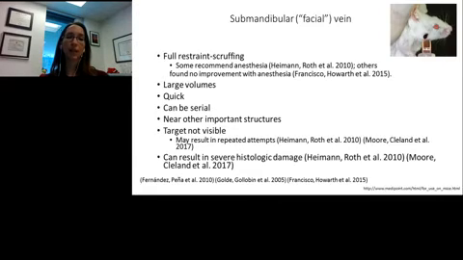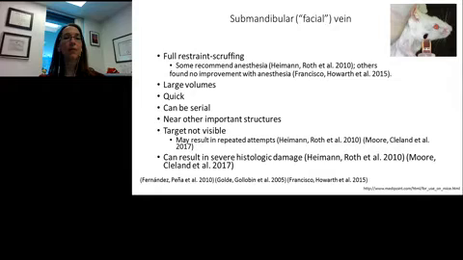The submandibular vein collection is often called facial vein. I might use them interchangeably. It's also commonly done. It does require full restraint, which is usually just manual restraint with scruffing, like what you can see in the picture. There are some reports, though, that actually recommend anesthesia, while others say that anesthesia provides no improvement in welfare indicators.